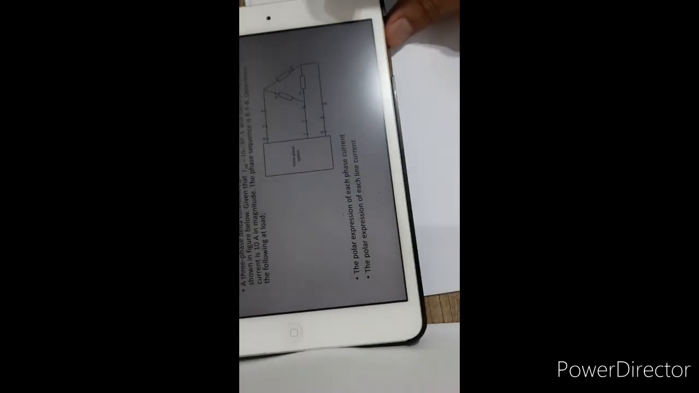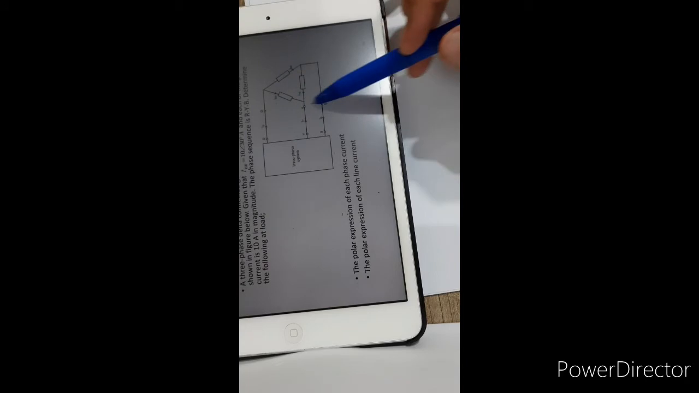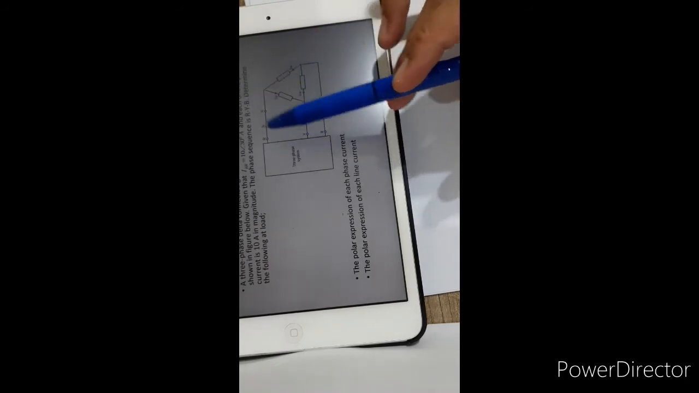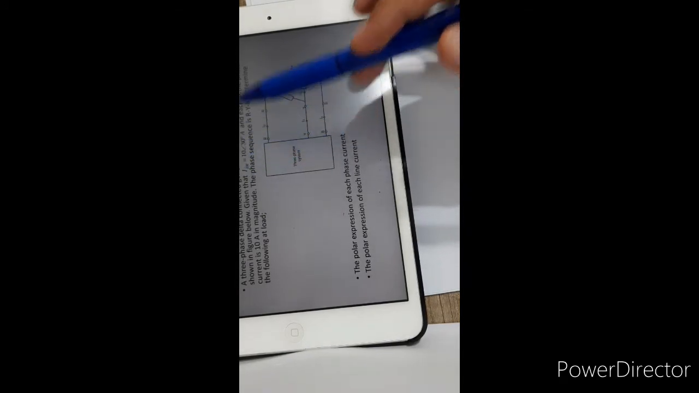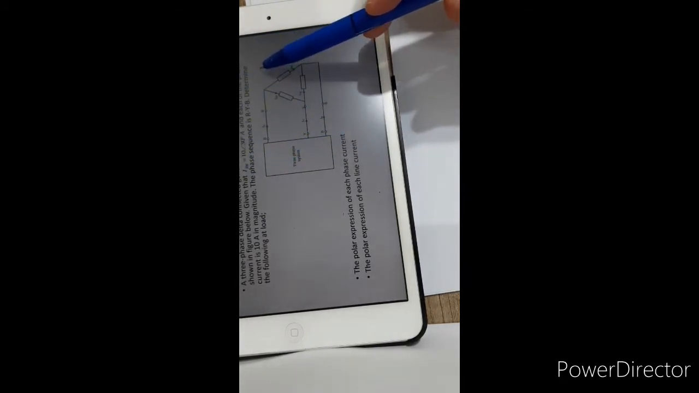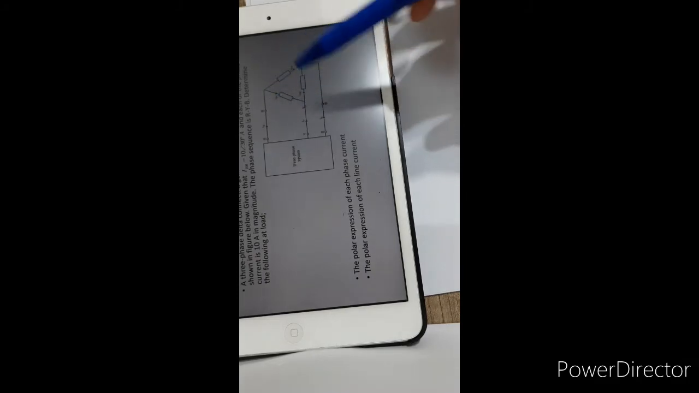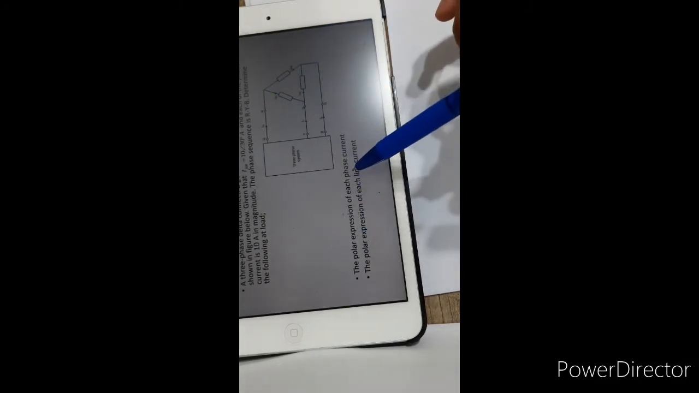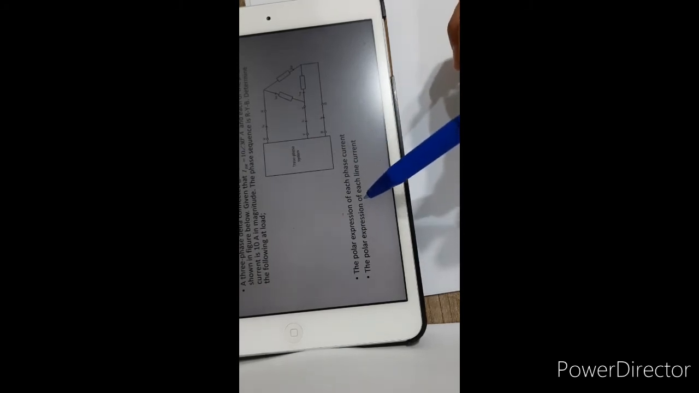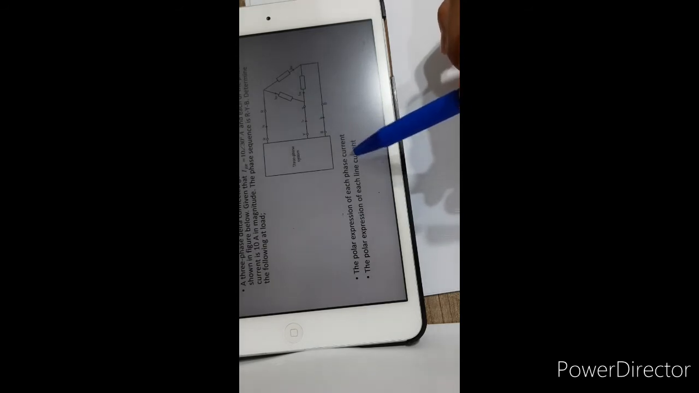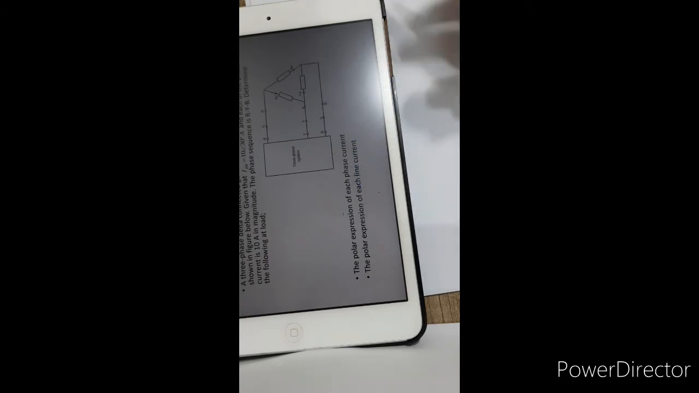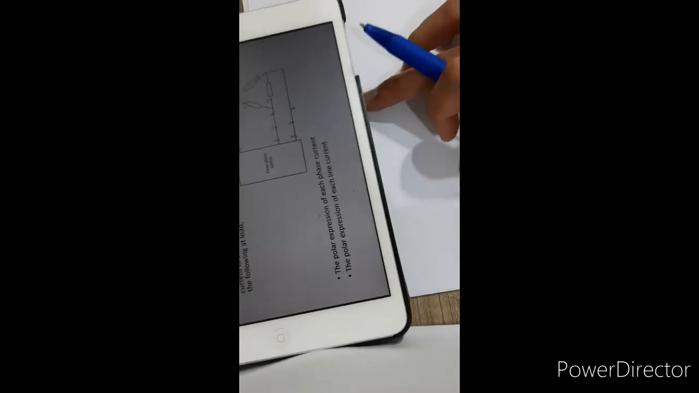Determine the following at load. Usually the question will be asked at the load side instead of the generator side. It is always given in the question, and what we need to find is at the load side. So, the polar expression of each phase current. The polar form is in terms of magnitude and angle. The question asks to find phase current and line current for each phase, and we have 3 phases.